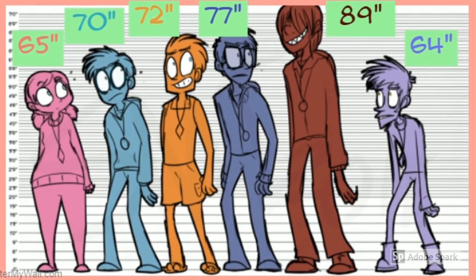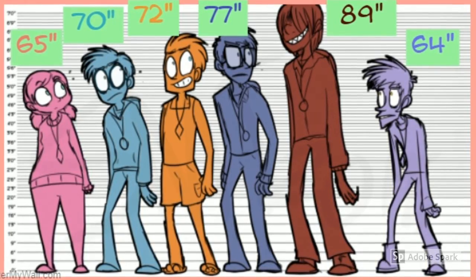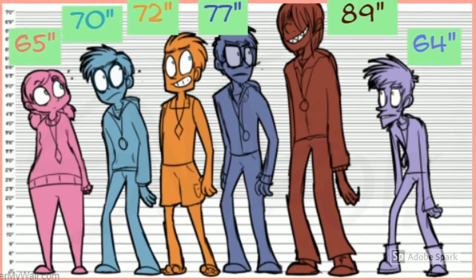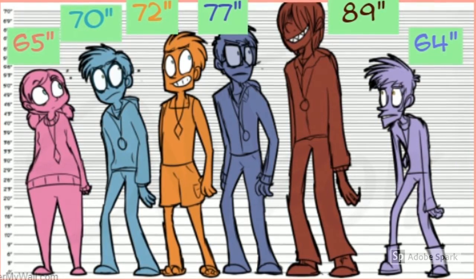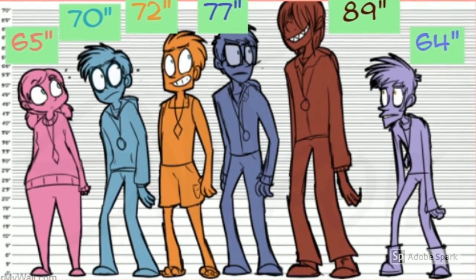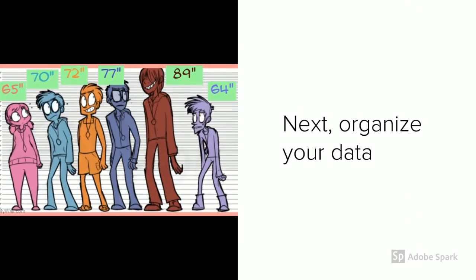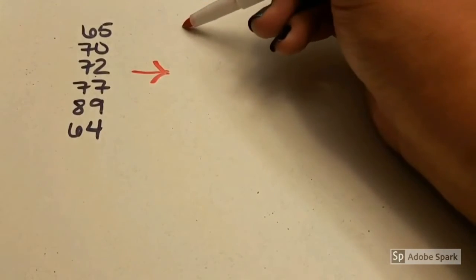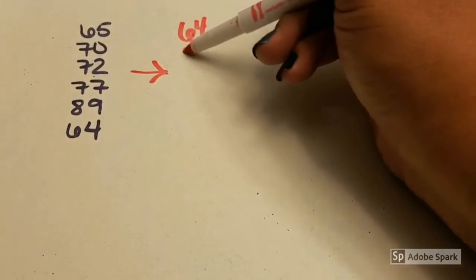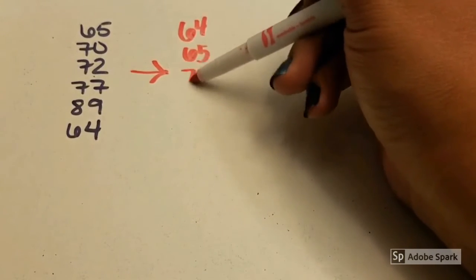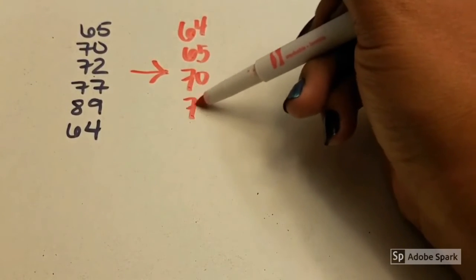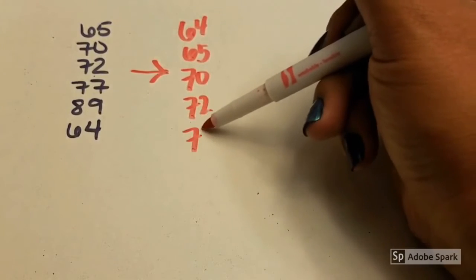The first step in creating your stem plot is gathering your data. Here, we'll be using our sample group of students with their height calculated in inches. Now, rewrite your data in numerical order from least to greatest. This will make finding the information and putting it into the table much easier.